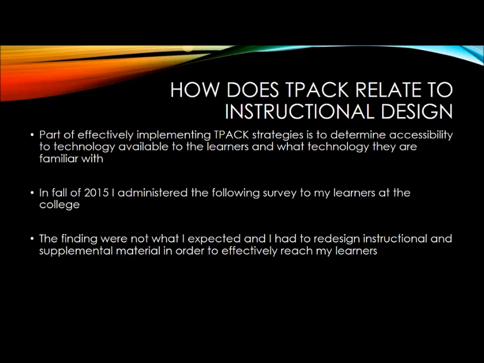In fall of 2015, I assessed the needs of a selected group of learners that I interacted with most often. This was part of a technology audit, recommended as an initial step in implementing TPACK into the classroom. I used this audit to find out what technology was available to learners and what they used it for. What I found was not what I expected. In order to meet the needs of the learners, I had to redesign instructional and supplemental materials. In some cases, this was a simple redesign of what technologies I used in order to supply learners with the appropriate information. But here's the results.